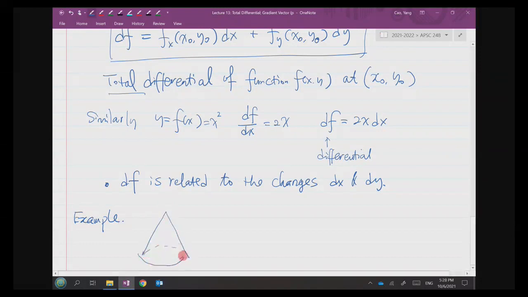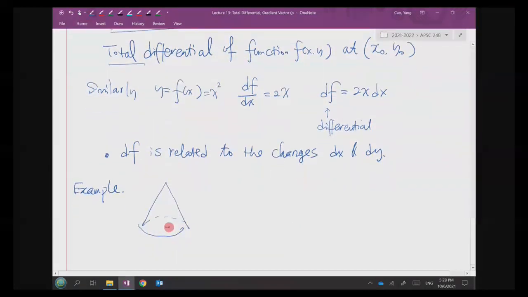Okay, give ourselves a cone here. The bottom of the cone has a radius r, and it has a height of h. We all know that the volume of the cone is defined by 1/3 of the base area then multiply by the height. So that gives us a volume. So V basically is a function of r and h. So that's an example of a function of two variables.